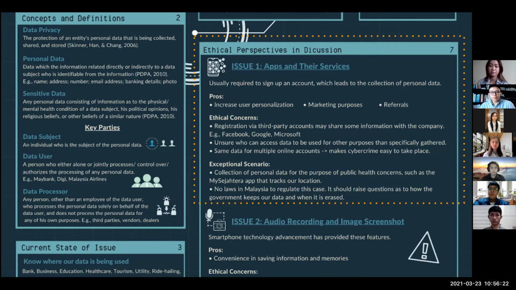However, there is an exceptional scenario. Malaysia's My Sejahtera app collects personal data for the purpose of public health concerns. To elaborate, the app obtains personal information like name and identification number, and sensitive information, specifically location and one's health condition. With PDPA not applicable to the government as mentioned earlier, there is no laws in Malaysia to regulate this case. It should cast a doubt on how the government keeps our data safe and how often old data, such as location history, is raised.